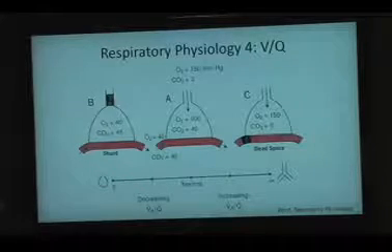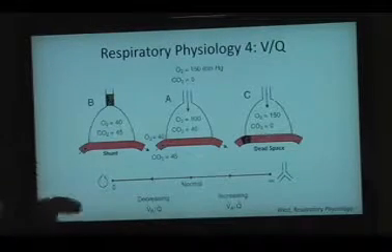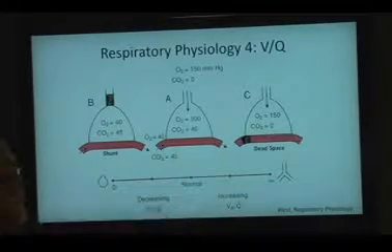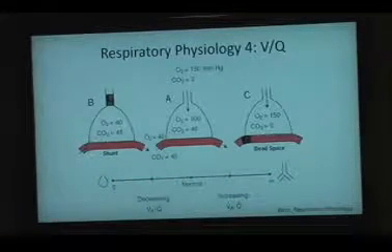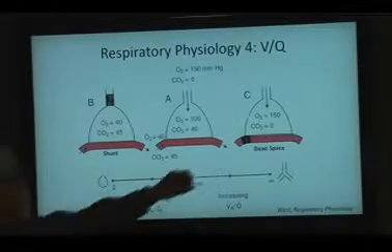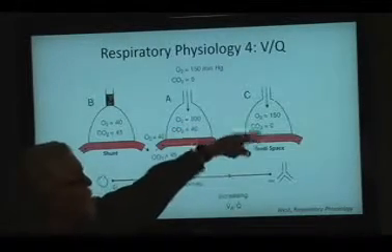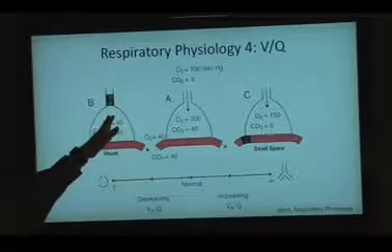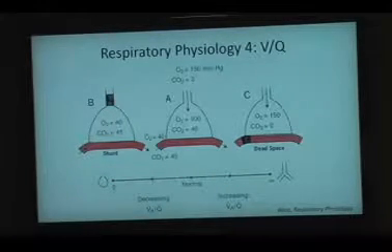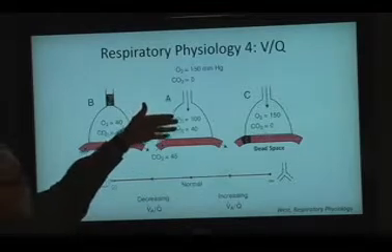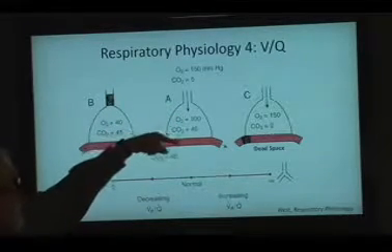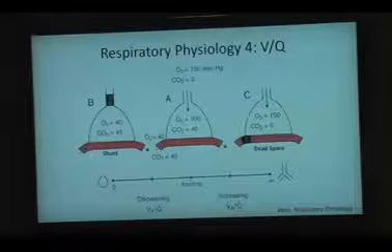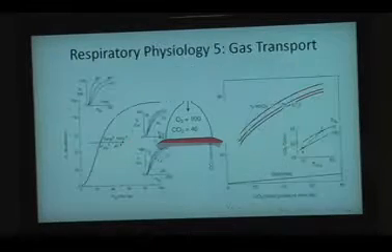And then we talked about ventilation perfusion matching, and we had said that there are two extremes along the continuum of VQ matching. So in one extreme we have ventilation without blood flow, that's dead space. At the other extreme we have blood flow without ventilation, that's shunt. And then normally ventilation and blood flow are appropriately matched, which leads to normal blood gases.